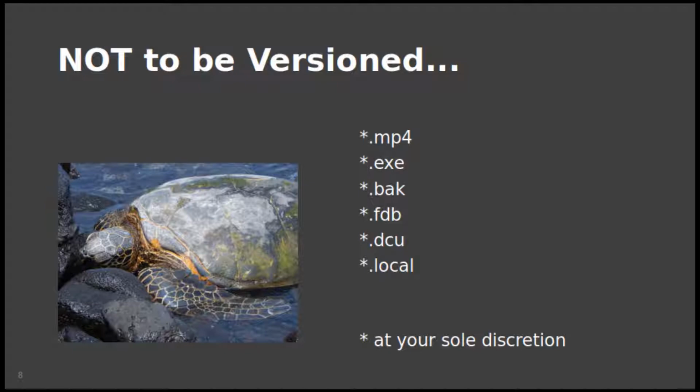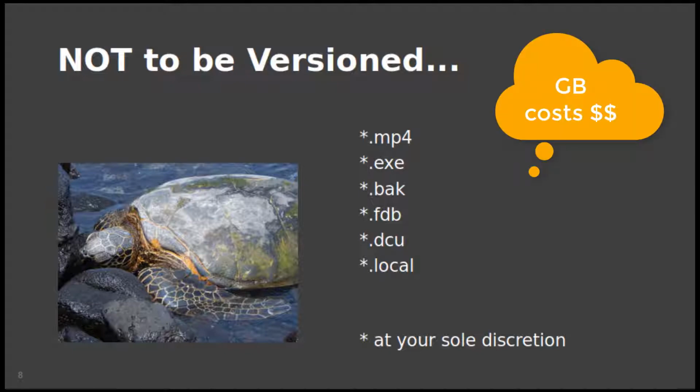Part of why this matters is cost. There is a disk storage cost associated with large binaries. The Subversion host has to pass these costs on to the consumer. Most hosts have pricing that is based on how much space you use. If you can exclude your large binaries, you will save money every month.